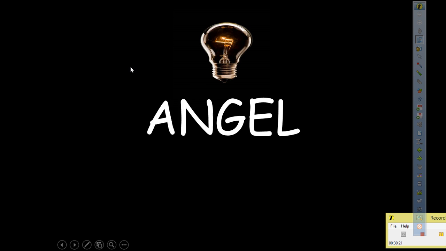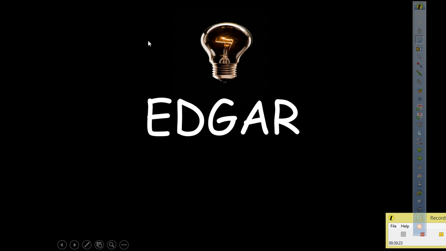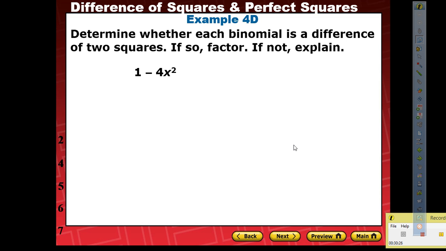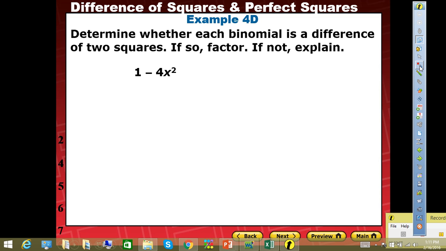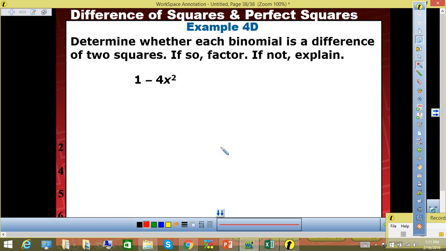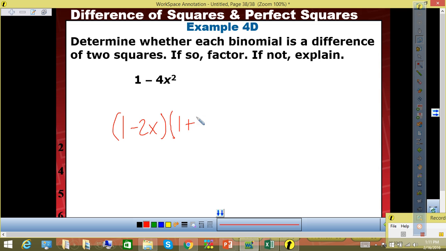How about Olivia? Is that a difference of squares? 1 minus 2x, parentheses, and 1 plus 2x. Deep voice, Olivia. That is correct. It's a difference of squares.